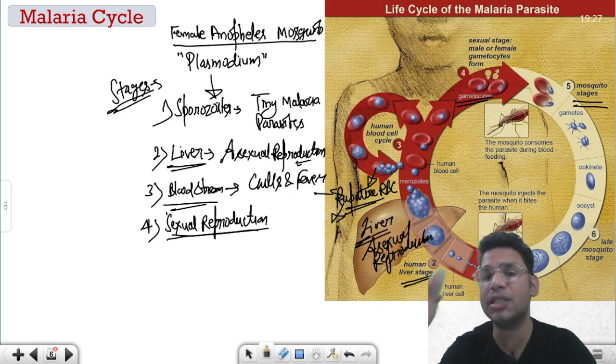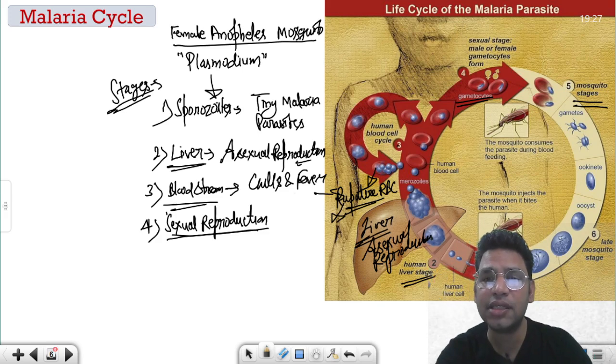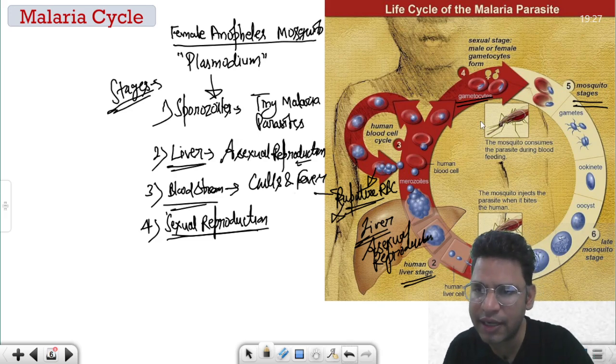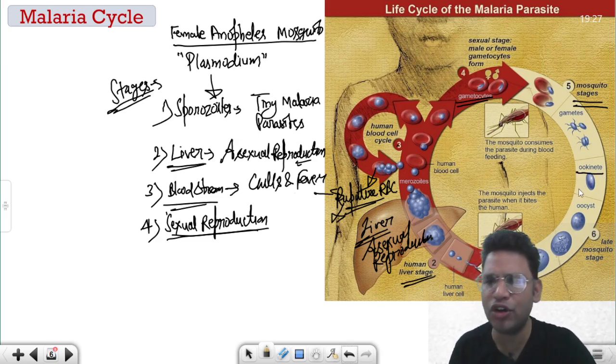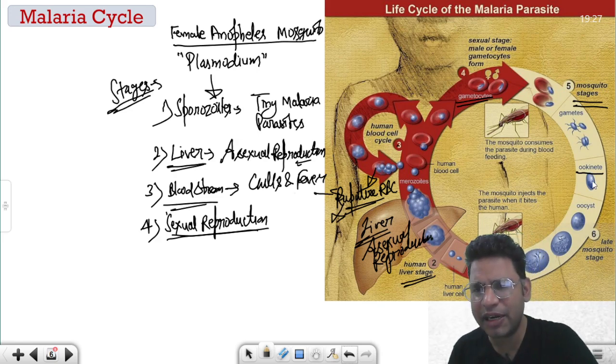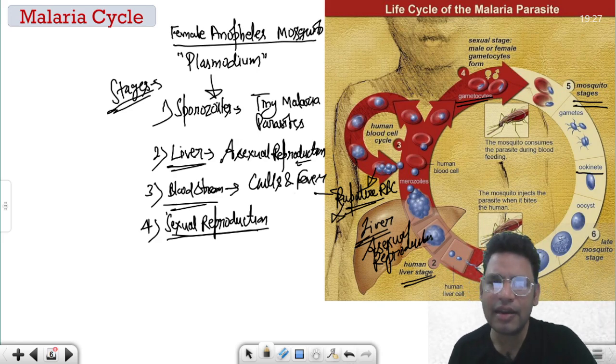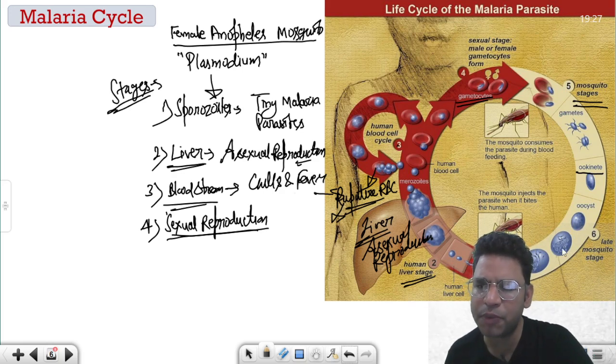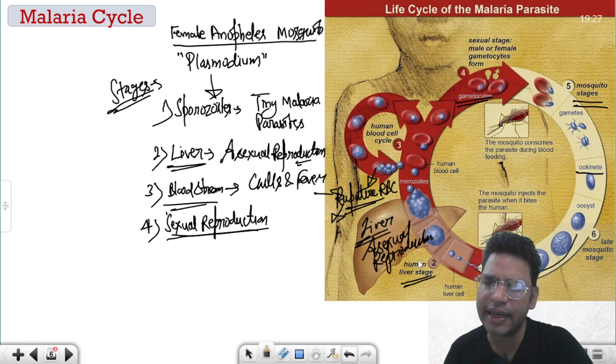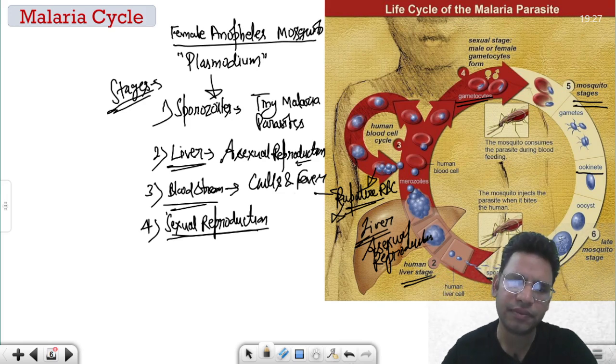Inside the mosquito's stomach, these gametocytes turn into gametes which fuse to form something called an ookinete. It is written there, right? I don't know how to read it, but people read it as ookinete. Then oocysts, and these oocysts produce thousands of sporozoites, and again this cycle goes on and on. This is how it works.